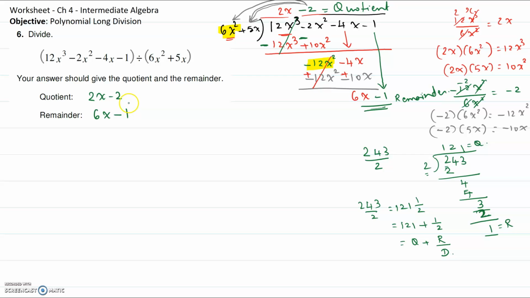The same principle applies here. The one on top is the quotient. The one at the bottom is the remainder. How do we know we have completed the division process? Anytime you get an expression that is 1 degree less than the expression that you divide with, then we know that the division process is completed.